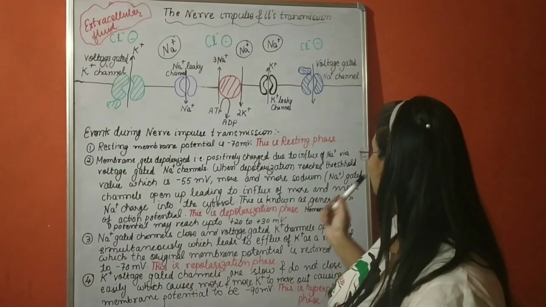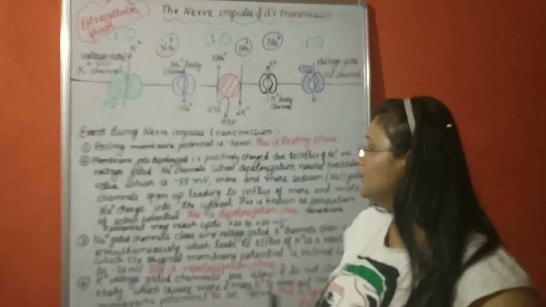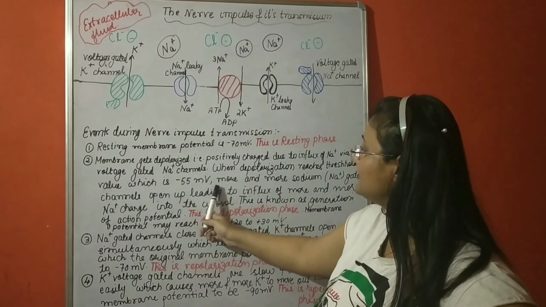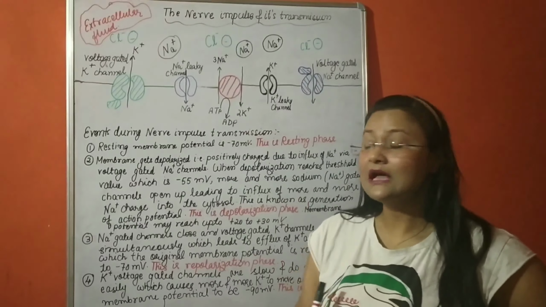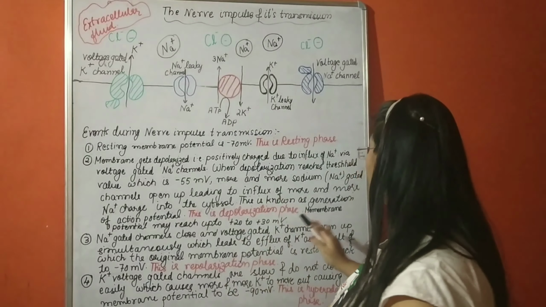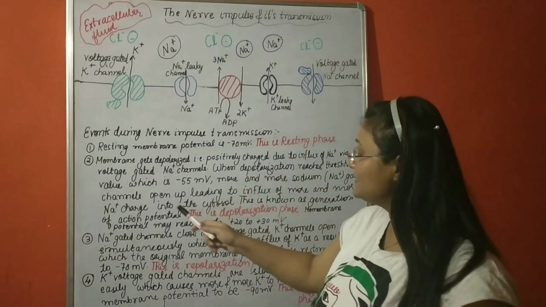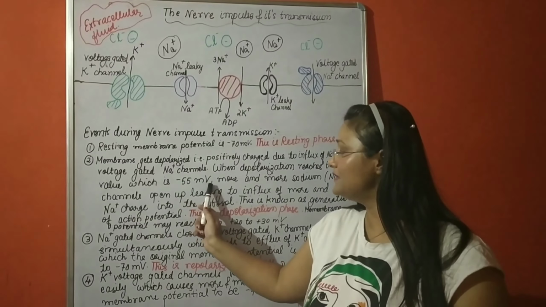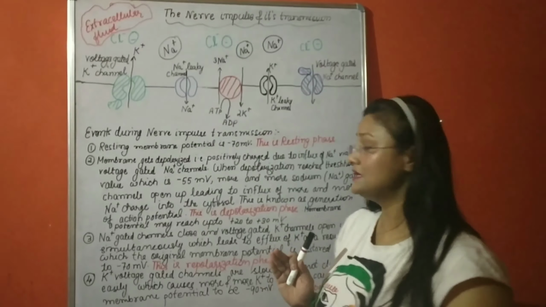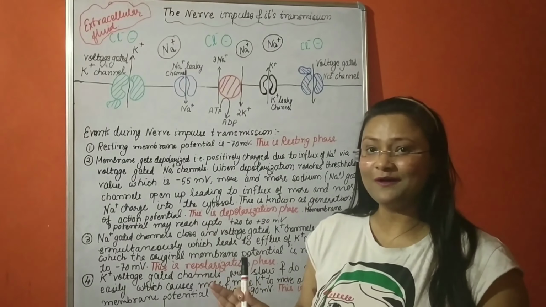And more voltage gated sodium channels open up. So this is the threshold value. Threshold means that in order for an action potential to be generated, the threshold value of minus 55 millivolts must be reached. If it doesn't reach this value, then an action potential will not be generated.